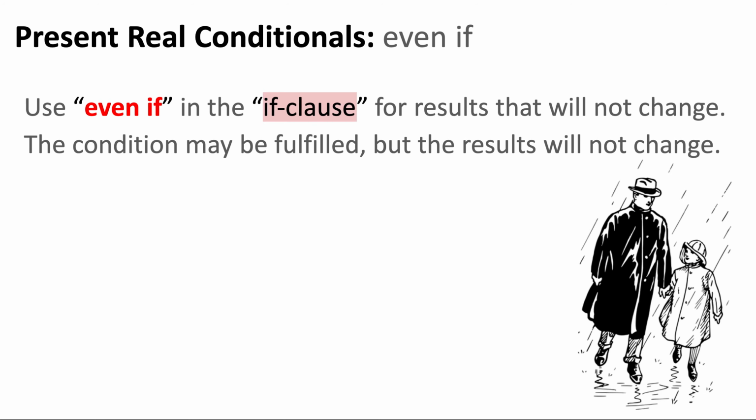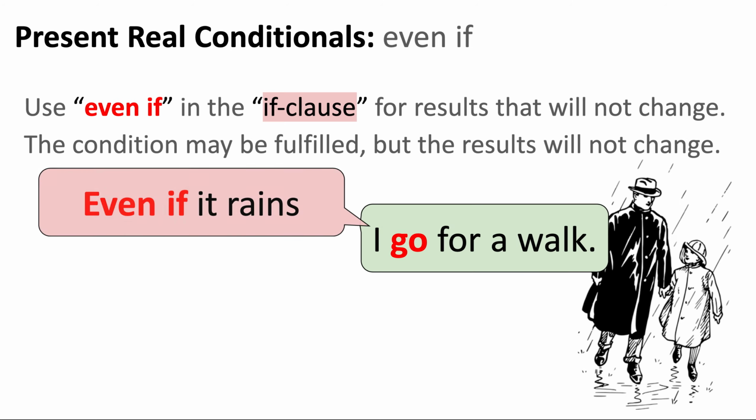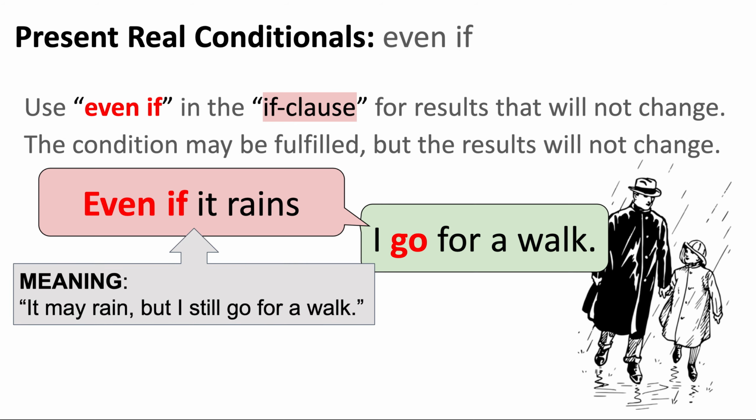Now let's look at even if. We use even if in the if clause for results that will not change. That is, the condition may be fulfilled, but the result will not change. For example, I go for a walk, even if it rains. Even if it rains means the same as it may rain, but I will still go for a walk.